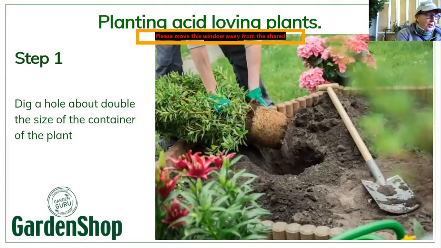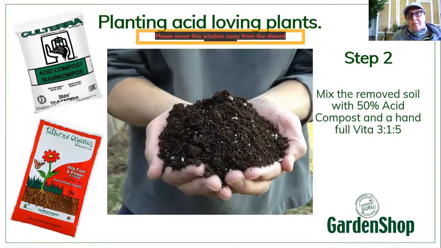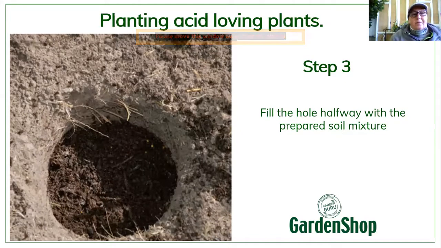So the first step, and I'm sure we've gone through this several times over, but just to recap, you dig a hole about double the size of the container of the plant. Then you mix your soil that you've removed from the hole with 50% acid compost, not normal compost, acid compost. And you put a handful of some Vita 315 in that. You mix that all together outside the hole, and then you're going to fill your hole halfway or to the depth of your plant with the new mixture that you've prepared.